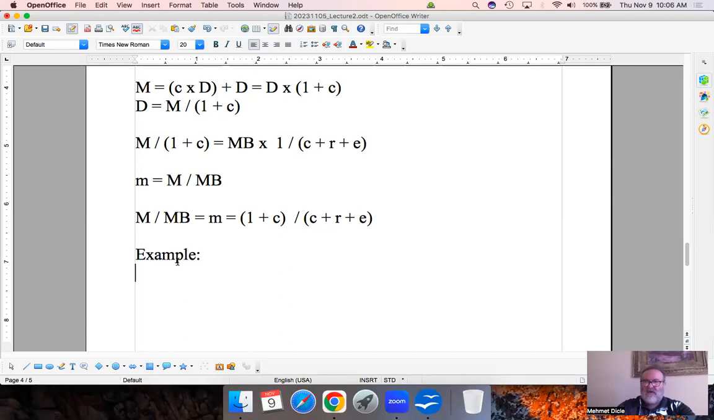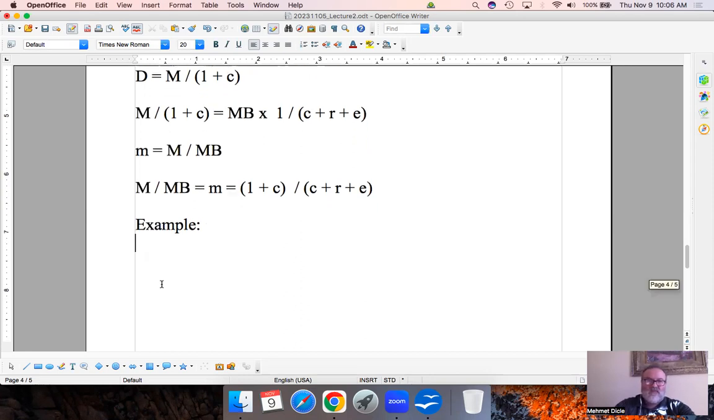An example is simple, but let's make it a little bit different. If the required reserve ratio is say 5%, the currency in circulation is say 100 billion, and the deposits are say, I don't know, 900 billion, and then let's decide that we want to keep excess reserves of say 50 billion. Actually, let's make it 10 billion.